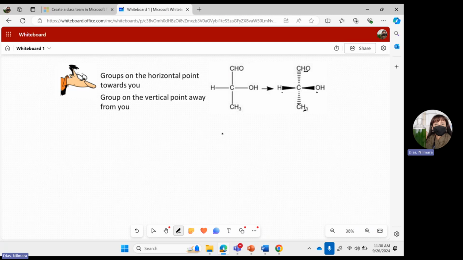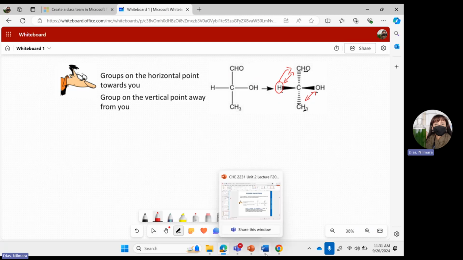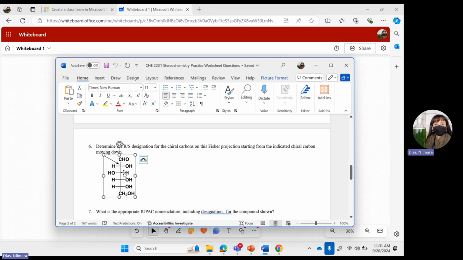The other really important thing is to remember that hydrogen, not always but in most cases, has the least priority and must be away, so it should be over here. And you need to change the position. You can change the position, just swap those two here, but when you do this, you need to swap those two here as well. Otherwise, you're going to have the same designation, okay?